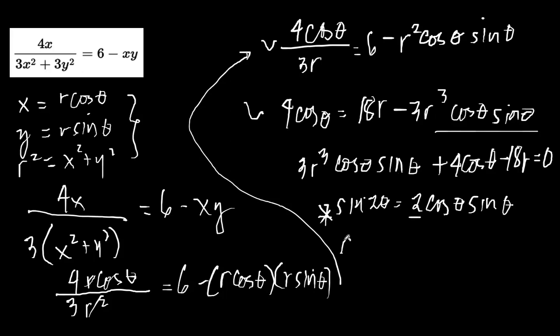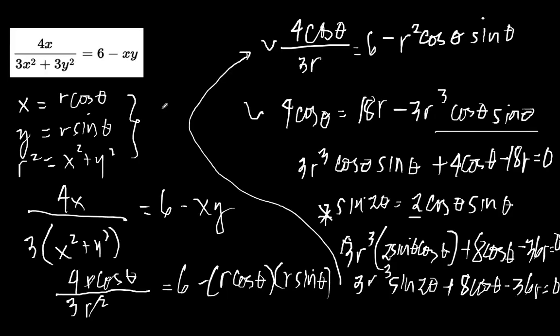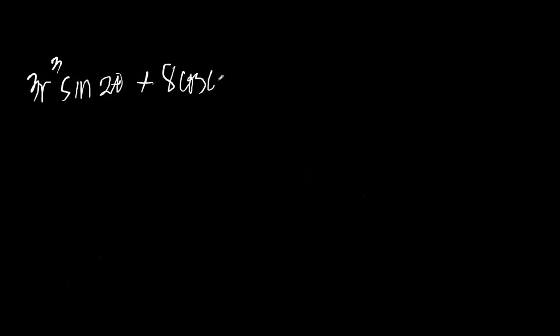So we have 3r cubed times 2 sine theta cosine theta plus 8 cosine theta minus 36r equals 0. So here we go. So we have 3r cubed sine 2 theta plus 8 cosine theta minus 36r equals 0. So this is our final answer. Okay, let me rewrite that. So 3r cubed sine 2 theta plus 8 cosine theta minus 36r equals 0.